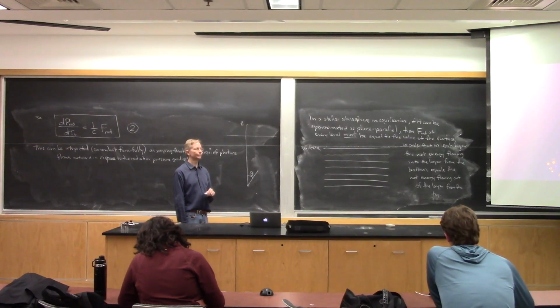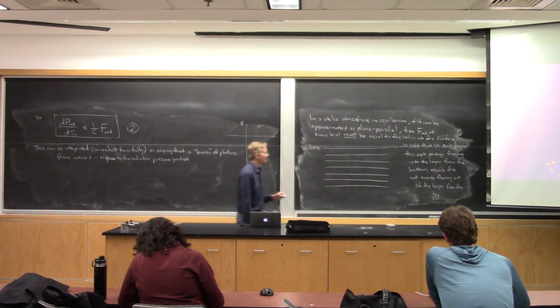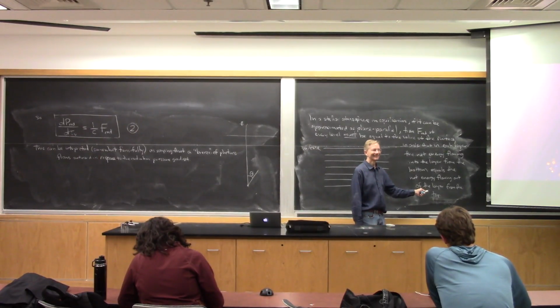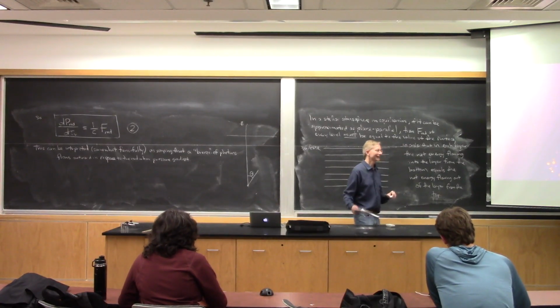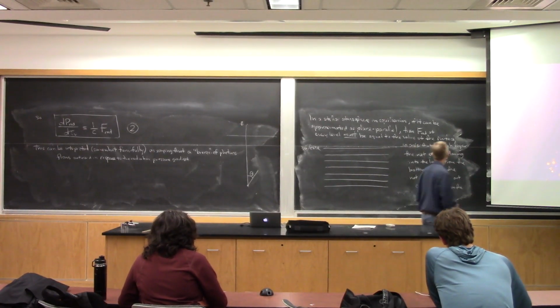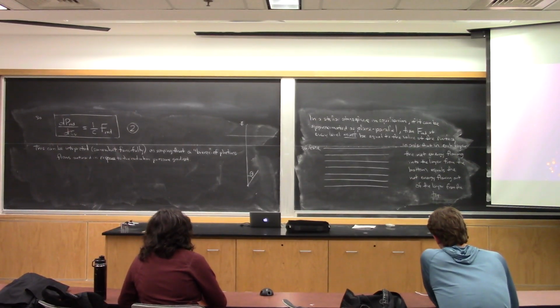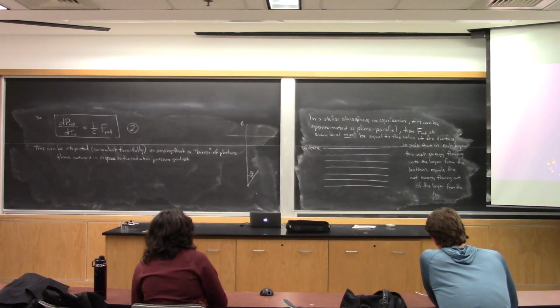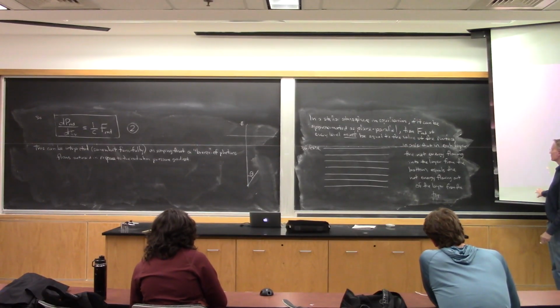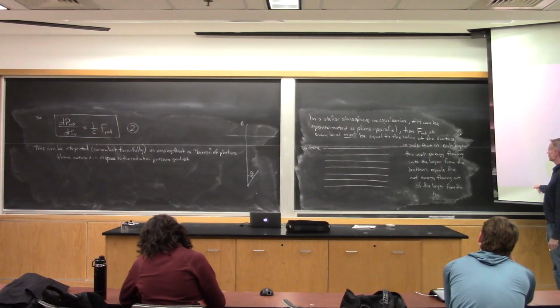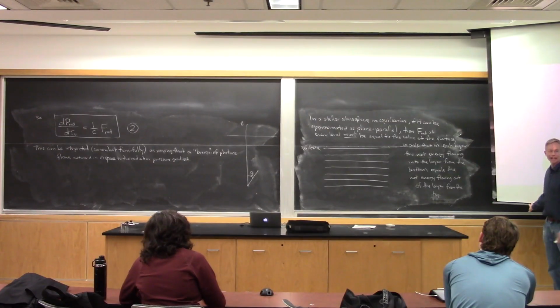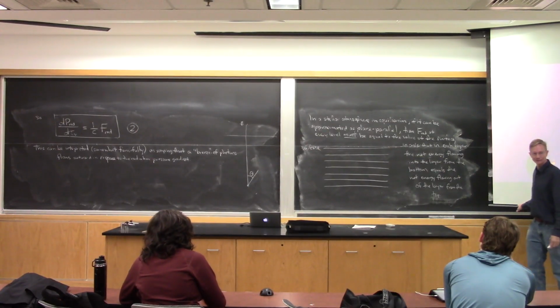So why should this be? Let me read it and see if I'm confused. In a stellar atmospheric equilibrium, if it can be approximated as plane parallel, then F rad at every level must be equal to the value at the surface, in order that in each layer, the net energy flowing into the layer from the bottom equals the net energy flowing out of the layer from the top. I'm actually happy with it. It makes more sense after I read the whole thing.